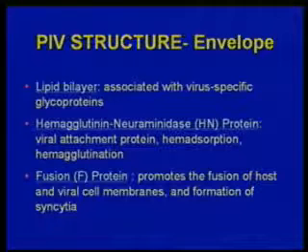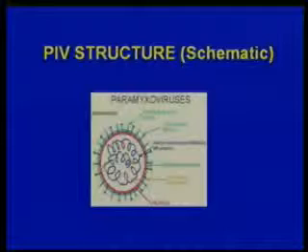And interestingly, there is the F protein, or fusion protein, which is important in the fusion and coalescence of infected cells, and that is called the F protein. It has some importance in terms of vaccine and immunity. We'll talk about that later.